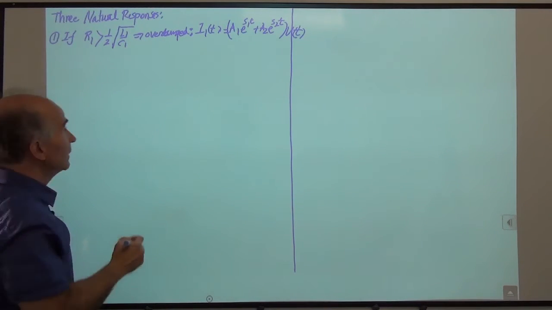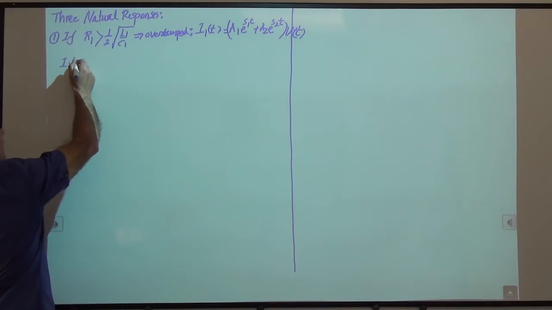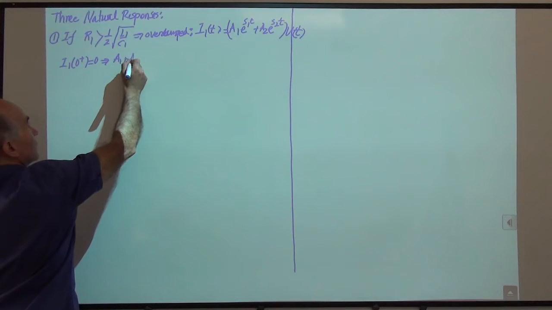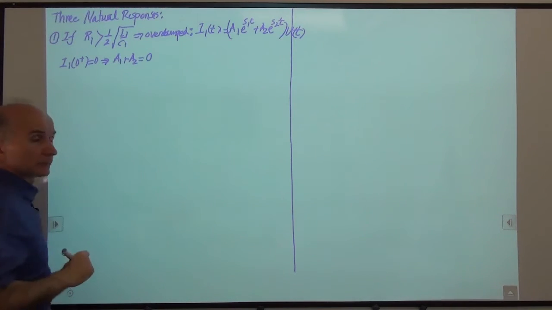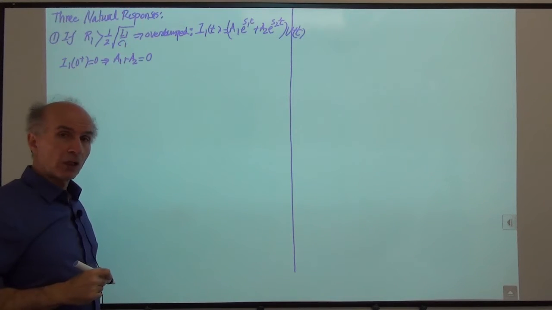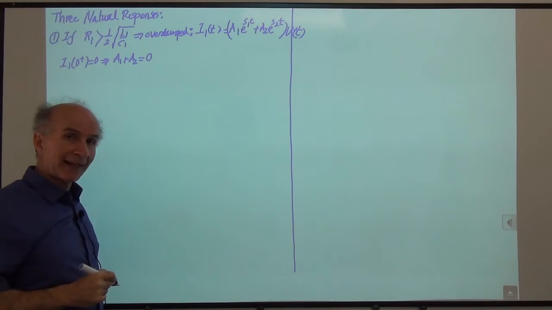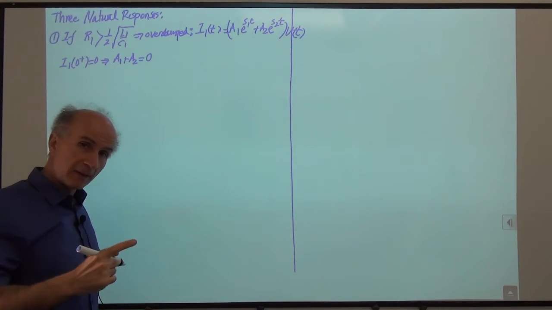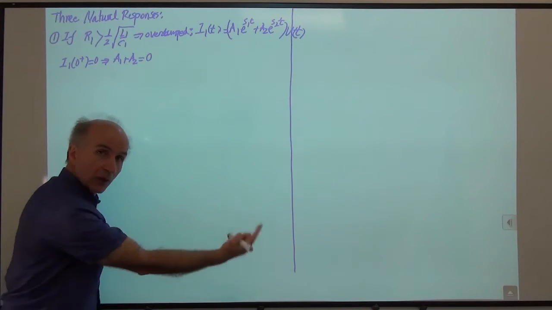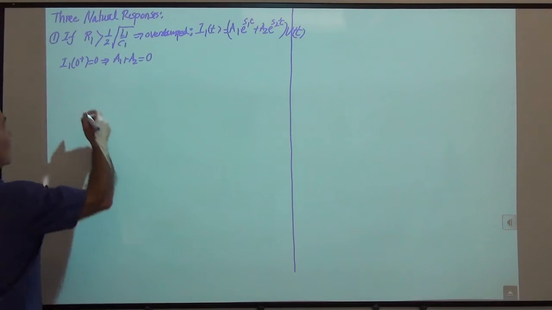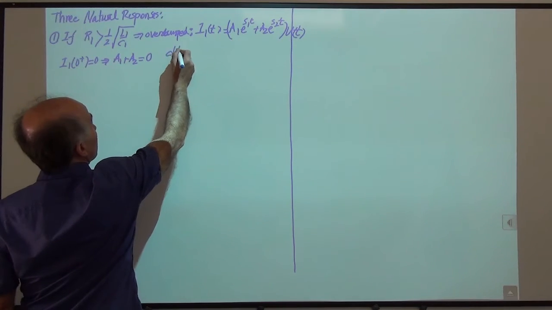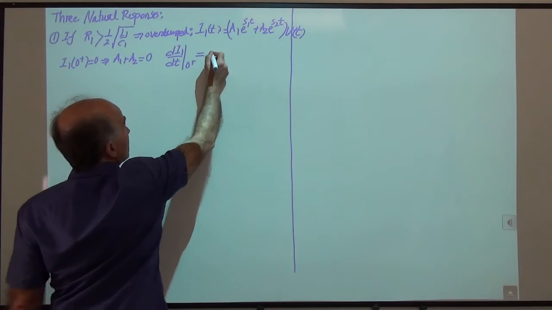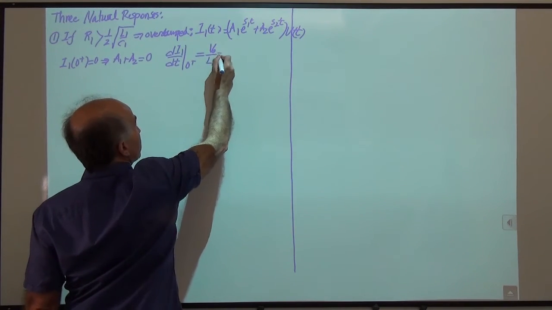To find A1 and A2, we say I1 at 0 plus is 0. That means A1 plus A2 is equal to 0. What else? We also know that the derivative of I1 with respect to time at 0 plus is given by V0 over L1, as we calculated down here on the previous page. So we say the derivative of I1 with respect to time at 0 plus is equal to V0 over L1. And how much is that?